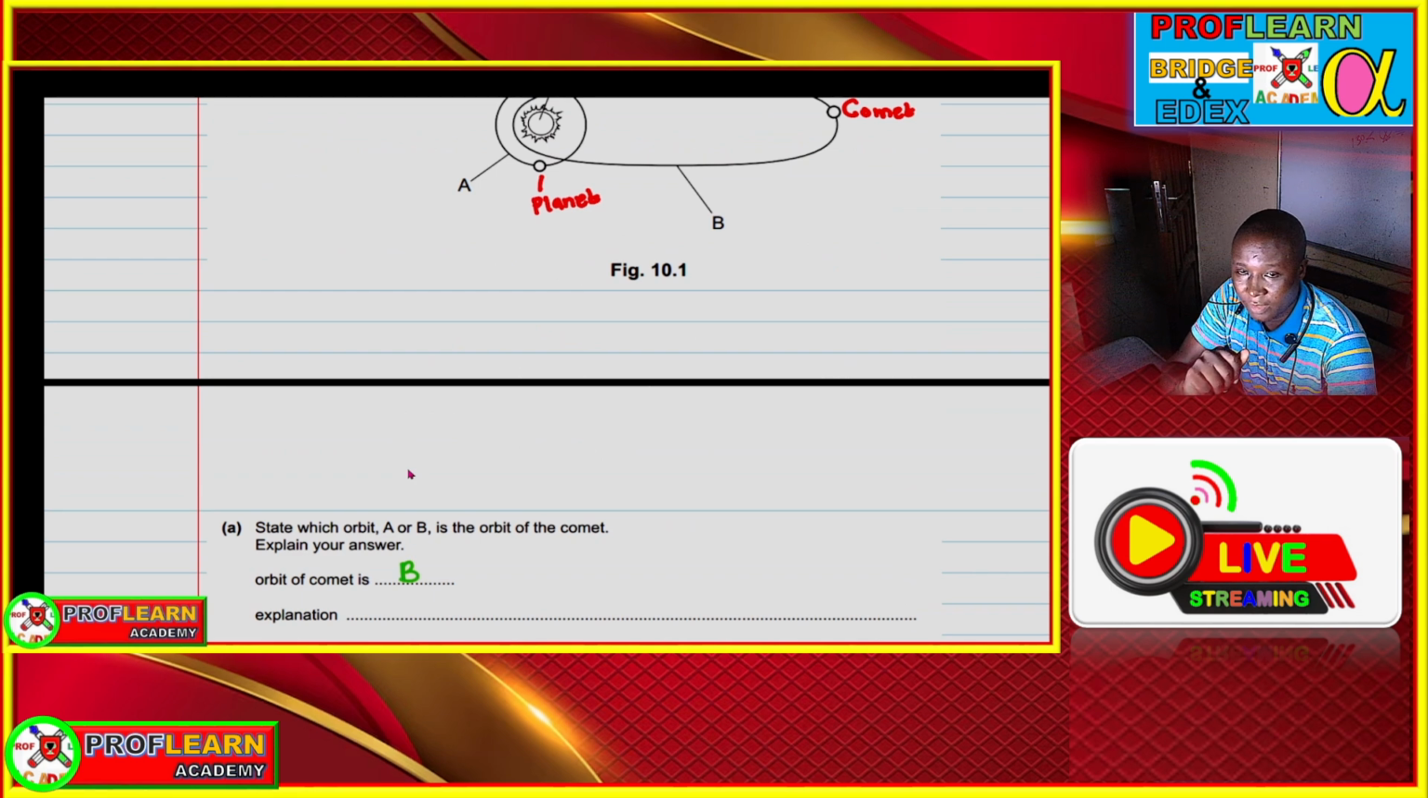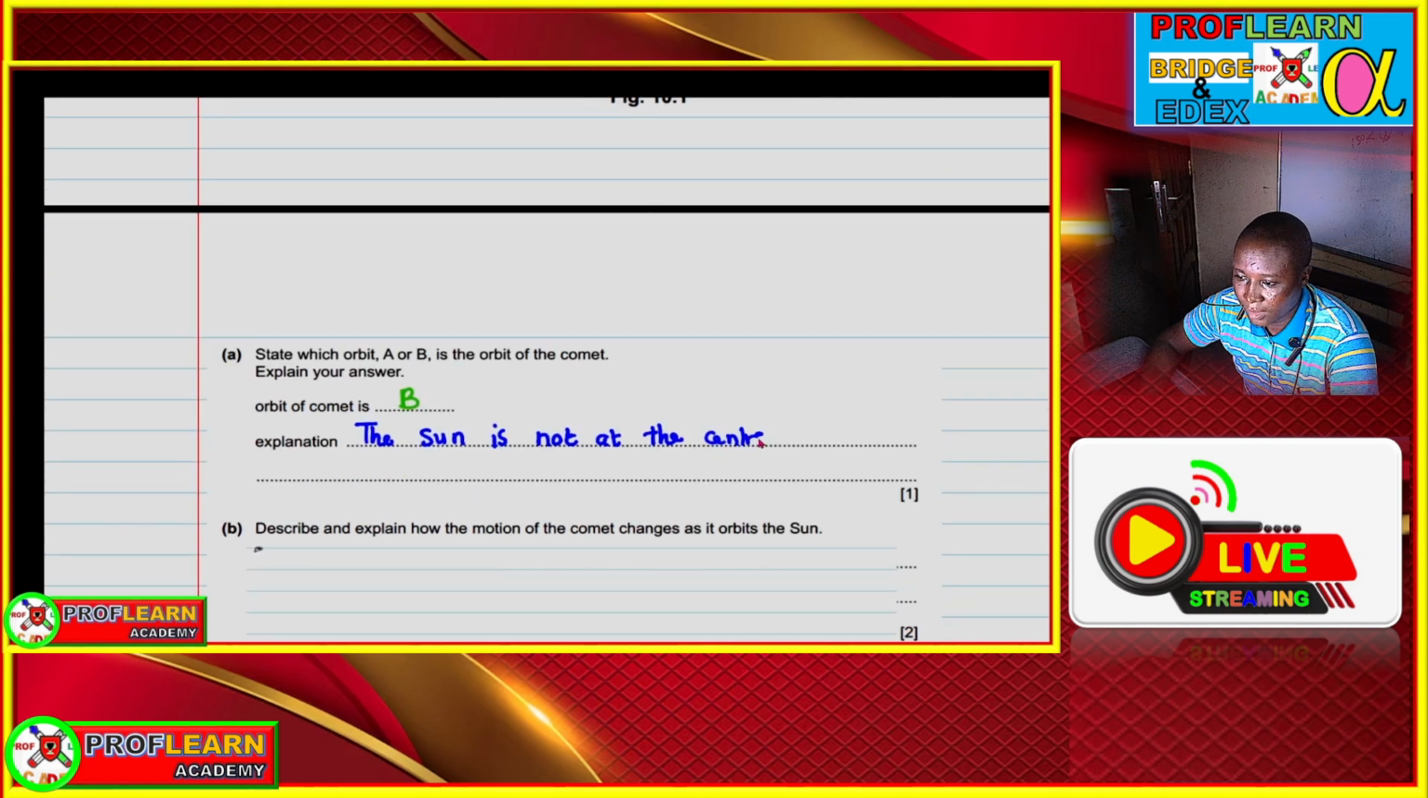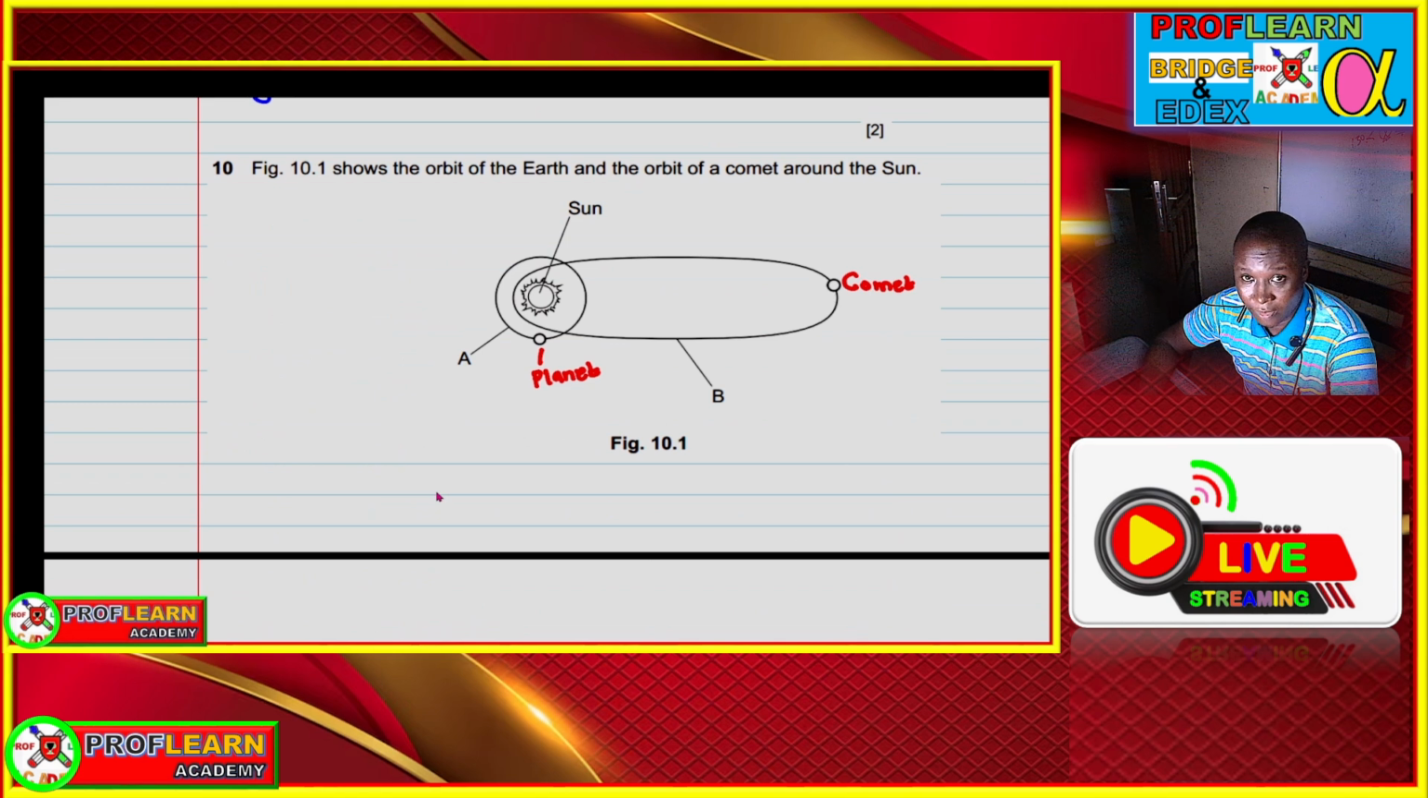And how do you identify that? You are looking at the elongation: which one has a large elliptical orbit and which one has a small one. The Sun is quite squashed towards the end of the orbit of the comet, so you have to take that into consideration. So we are supposed to say the Sun is not at the center for the comet, and the orbit is quite elongated or elliptical for the comet.